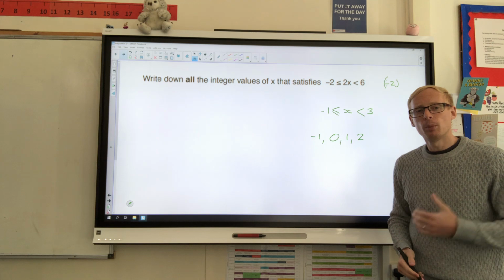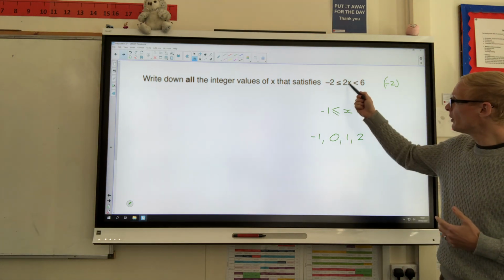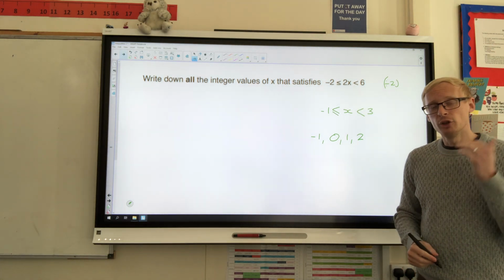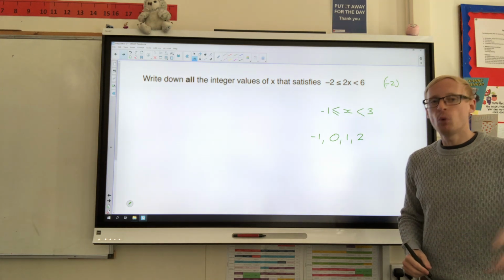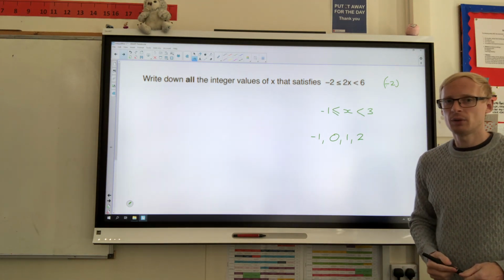Okay, so copy down that example and make a note of the fact, maybe highlight the fact that you've got 2x in the middle there. You've got to deal with that first before you then try and list the integers. Okay?